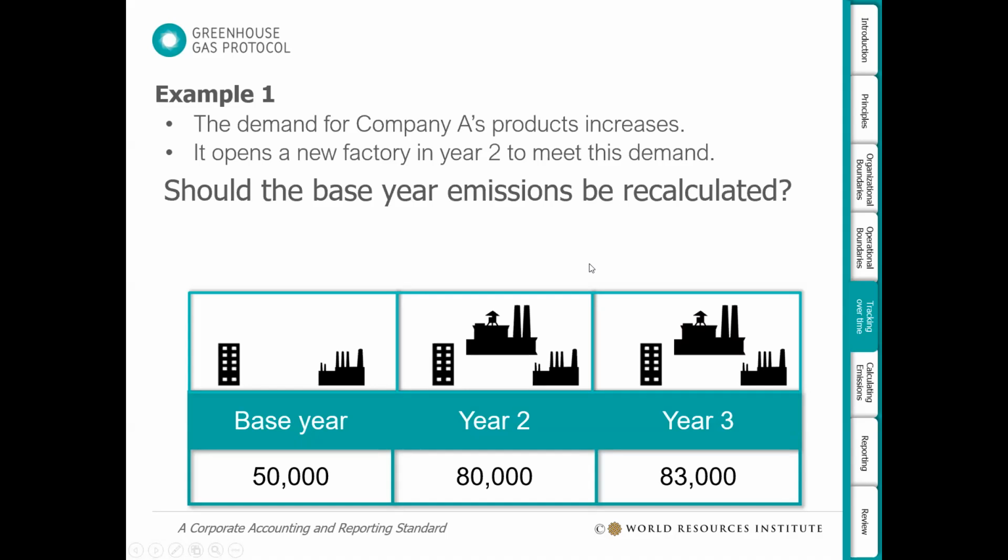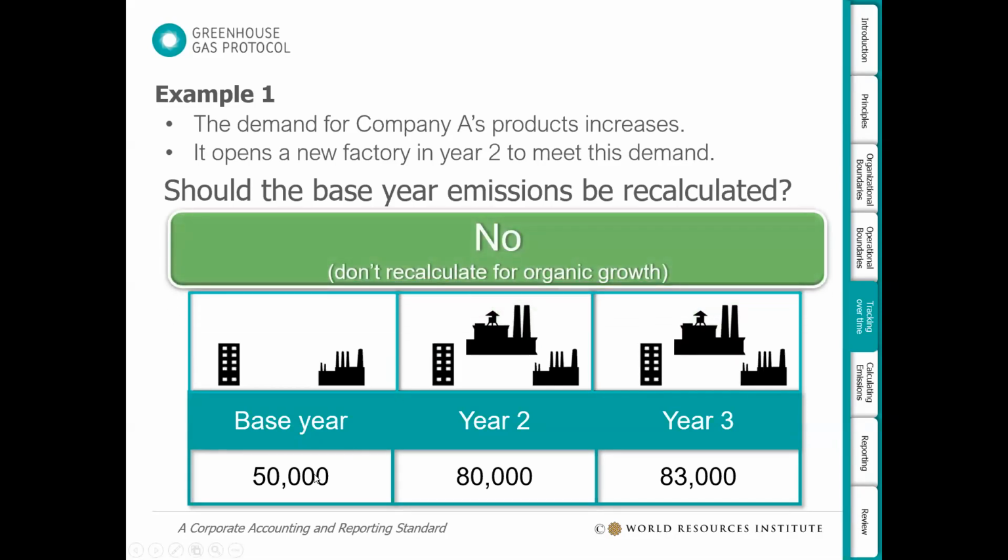So here we have a company, Company A, which experiences an increase in demand for its products, and it opens a new factory in year 2 to meet this demand. And the question is, should the base year emissions be recalculated? And the answer is no, because even though there's a significant increase in emissions between year 2 and the base year, we do not recalculate the base year inventory for organic growth.